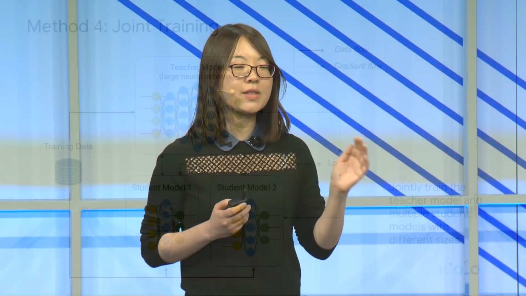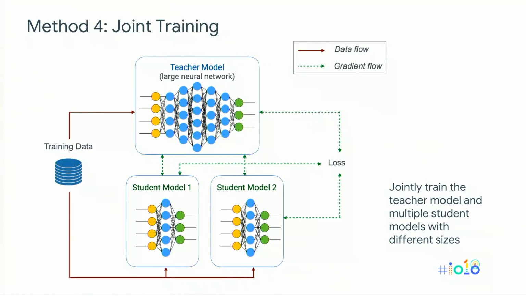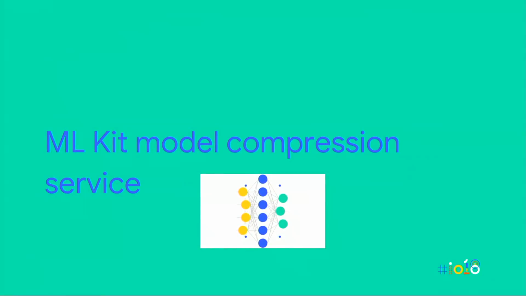We can further extend this distillation idea to simultaneously train the teacher model and multiple student models with different sizes in a single shot. One thing to mention is that very often, for all these techniques, we need a fine-tuning step for the best accuracy. So in this case, we do not only need the original model for the compression process, but also your training data.